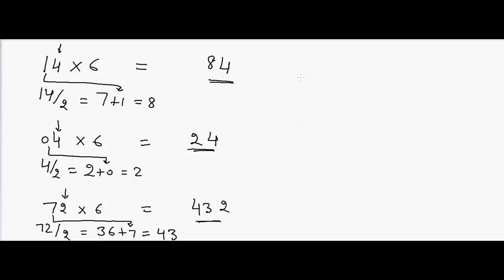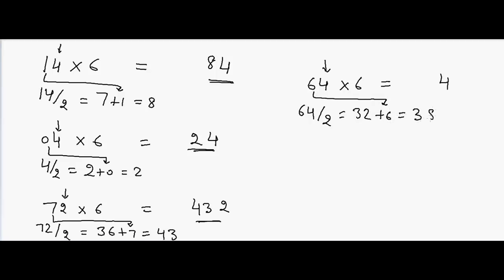Again, another example, if I have 64, I want to multiply by 6. In that case, I'll take the last digit, which is 4, and then 64 divided by 2 is equal to 32, and then I'll add 6 to it. That will give me 38. The answer is 384.